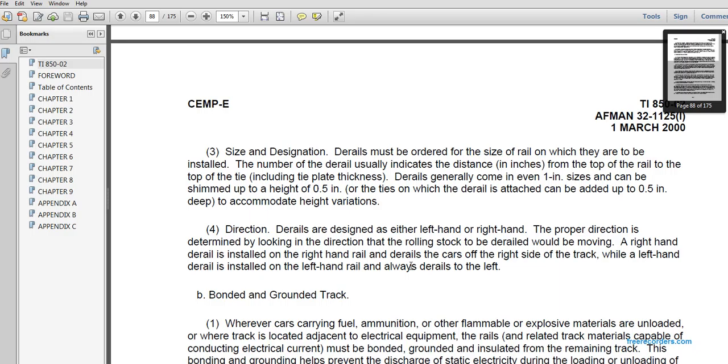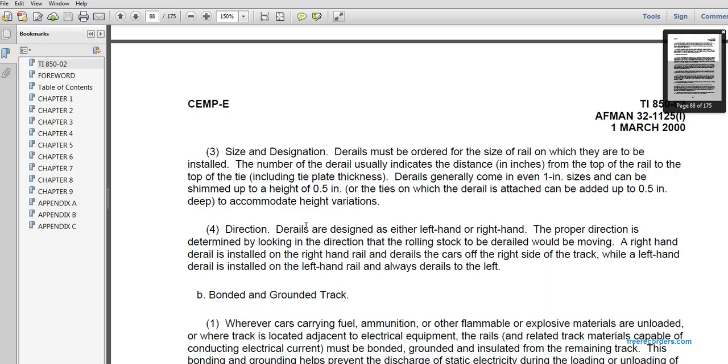Size designation. Derails must be ordered for the size of the rail on which they are to be installed. The number of the derail usually indicates the distance from the top of the rail to the top of the tie. Derails generally come in even sizes and can be shimmed up to a height of a half inch, or the ties on the derail attached can be added up to a half inch to accommodate height variations.